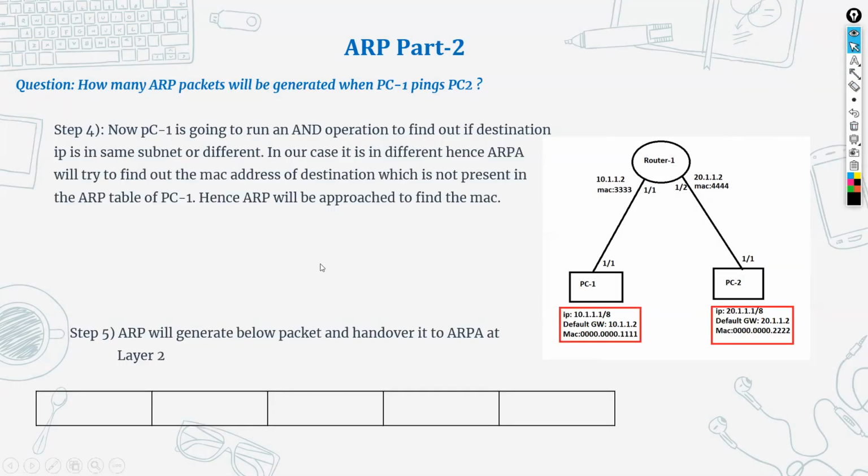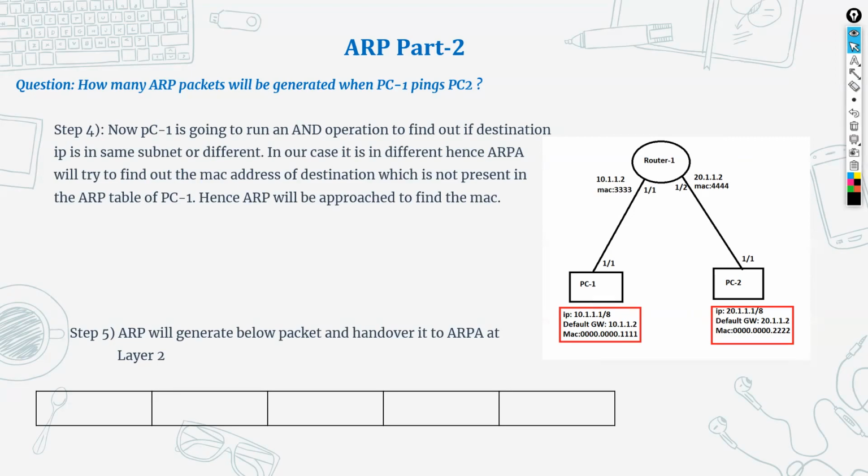So PC1 is going to run an AND operation to find out if the destination IP with which we are going to communicate is in the same subnet or in a different subnet. If you remember our previous video, there was the communication between the same subnets. That is why, in that section, we tried to find out the destination MAC.